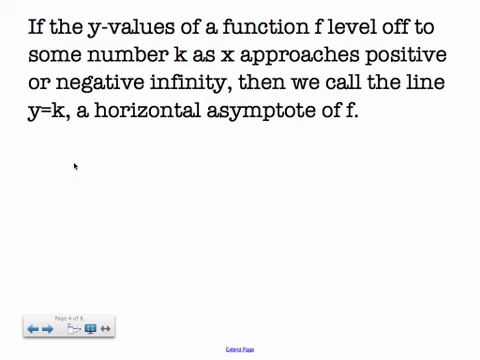Now, before we get to the actual algebra that will show us this, let's make a quick definition here. Okay? If the y values of a function f start to level off to some number, let's call it k, as x approaches positive or negative infinity, so as the x values get big, the y values approach this number k, then we call the line y equals k, which, recall, is a horizontal line, a horizontal asymptote of your function f. So that's kind of a pre-calc definition for what a horizontal asymptote is. In calculus, we'll get a better definition, make it a little more clear.